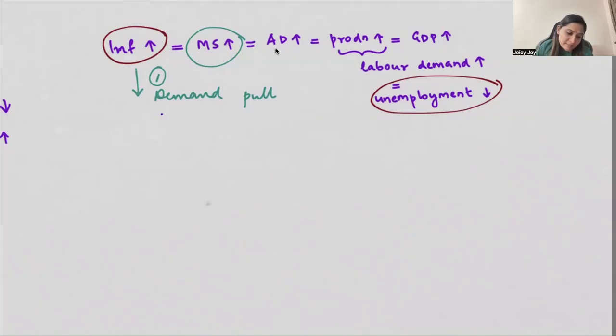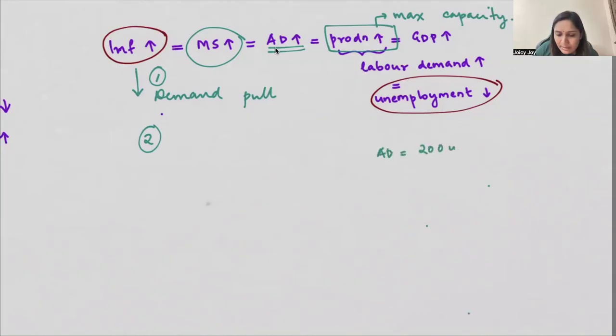Now the second thing is, we said that as the demand increases, production will increase. But the problem with production is that there is a maximum capacity to produce. That is, the resources are limited. Therefore, you cannot produce beyond a particular level or beyond a particular capacity. There is a maximum capacity. Now, let us take, for example, the demand in the economy is equal to 200 units. But the maximum production capacity of the economy is only 150 units.